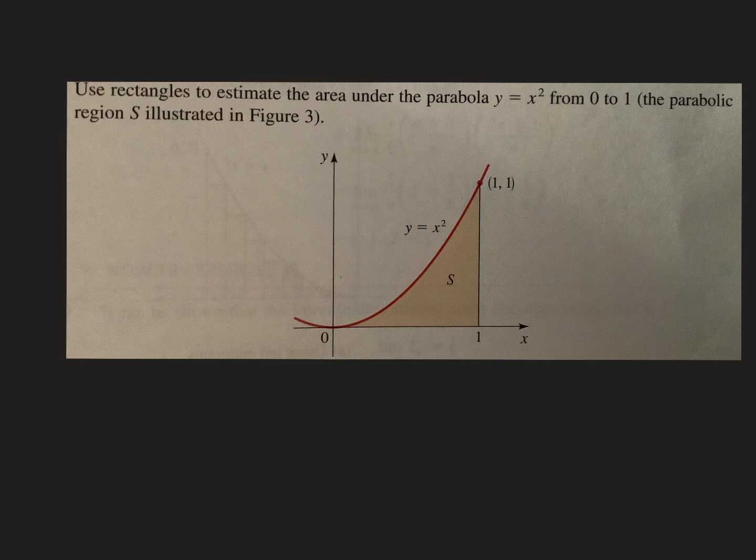All right, this one says use rectangles to estimate the area under the parabola from 0 to 1, for y equals x squared. Y equals x squared is a basic parabola. Starts at 0, 0, goes up, goes through 1, 1. We know that's the point right there, and we're going to use rectangles to find the area.